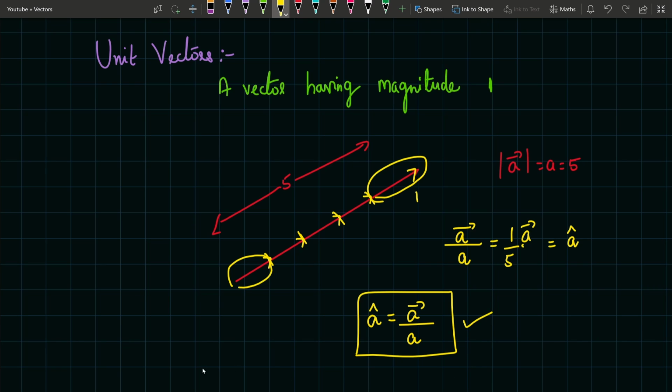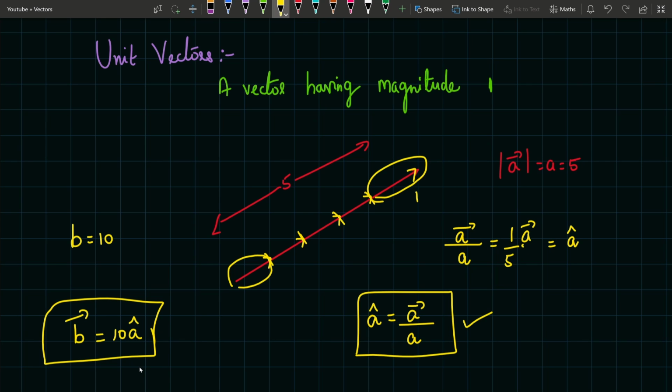If I want a different vector, b vector, in the same direction as the a vector, and b's magnitude should be 10, what do I have to do? I just have to find the unit vector of a and then multiply 10 to that unit vector, such that 10 into a cap gives us the b vector. Because I want the b vector to be in the same direction as the a vector, but with magnitude 10, I'm multiplying 10 with the a cap, so that b vector equals 10 into a cap. That's how you create new vectors using unit vectors.